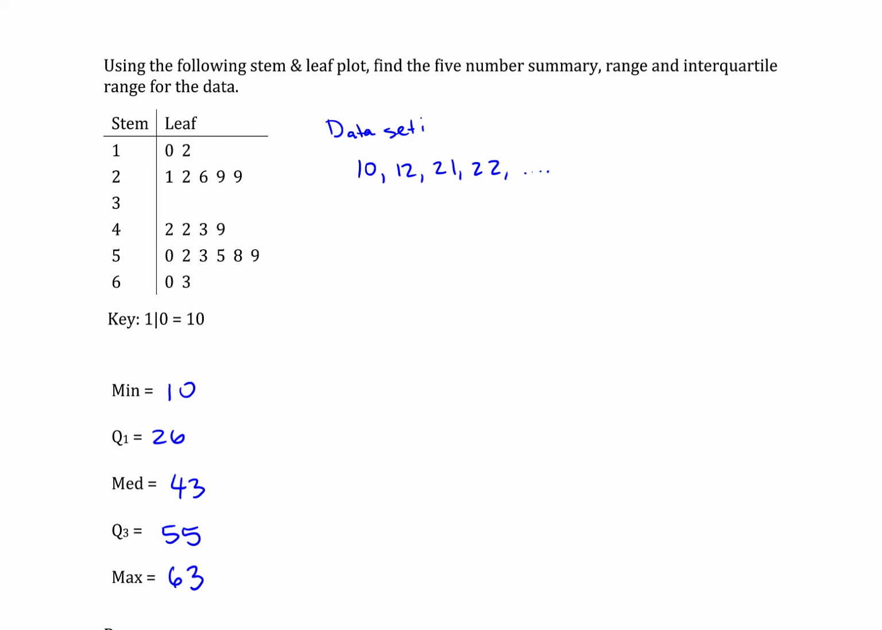Now, if you're not using the calculator for those operations, it's really not that bad, especially from a stem and leaf plot, because your data is already sorted. All you have to do is just kind of start from the extremities, and that's easy enough to get the minimum value and the maximum value. So 10 and 63.